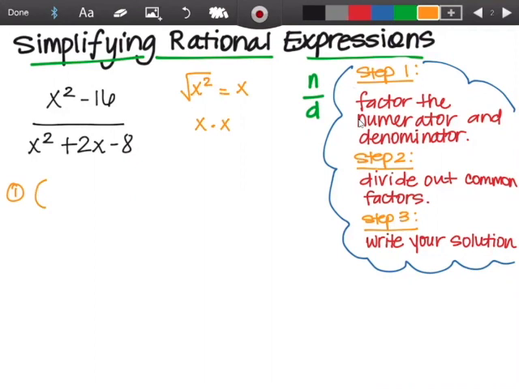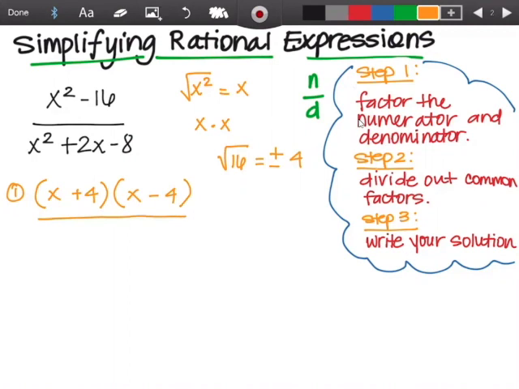So we should be able to know that that's going to give us two binomials. So x times x. And then we are going to be taking the square root of 16. And remember, we are having a positive and a negative. So the square root of 16 gives us a positive and negative 4. So we have a positive 4 and a negative 4 here. All right. And that is the numerator.